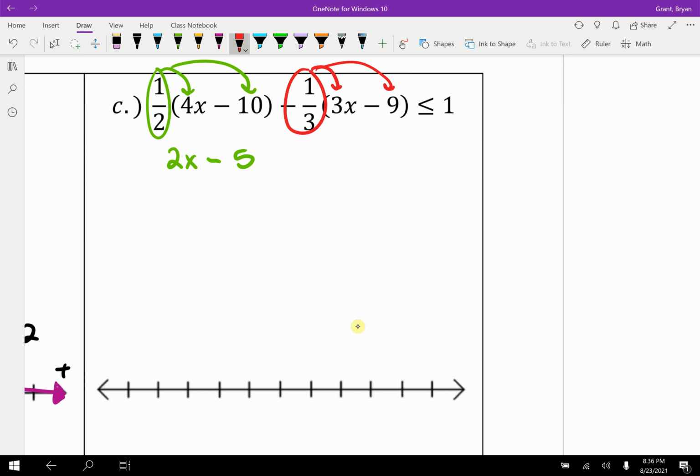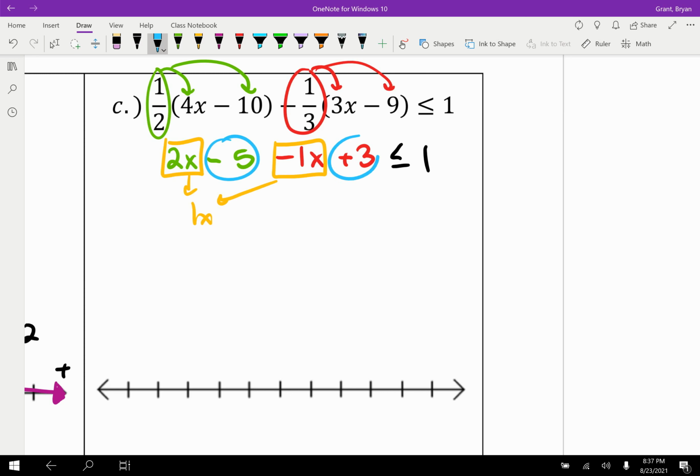Don't forget it's a -1/3 though, so when I do 3 divided by 3, I do get 1, but a negative times a positive gives me -1, and of course the x tags along. A third of 9 means 9 divided by 3, that's 3, and negative times a negative is a positive. Less than or equal to 1. We combine like terms. I see 2 x's that will combine with 1x, which will just leave me with 1x. And then I also see a friendly -5 plus 3, which will give us -2. And that is less than or equal to 1.